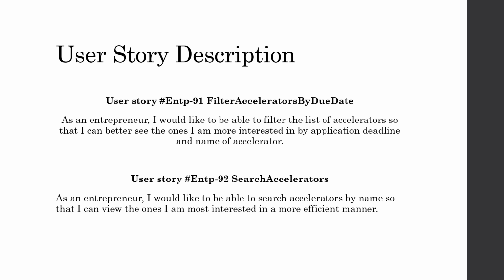The user stories that were assigned to me for Sprint 4 were Entp91 and Entp92. The descriptions for these user stories are as follows. User story Entp91, filter accelerators by due date. As an entrepreneur, I would like to be able to filter the list of accelerators so that I can better see the ones I am more interested in by application deadline and name of accelerator. And user story Entp92, search accelerators. As an entrepreneur, I would like to be able to search accelerators by name so that I can view the ones I am most interested in in a more efficient manner.